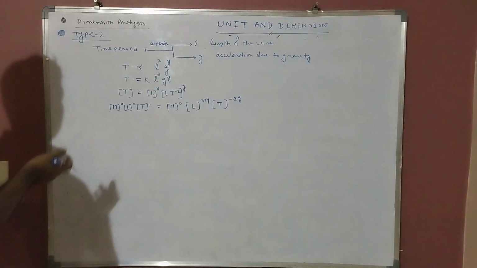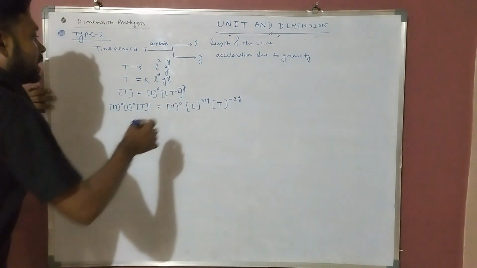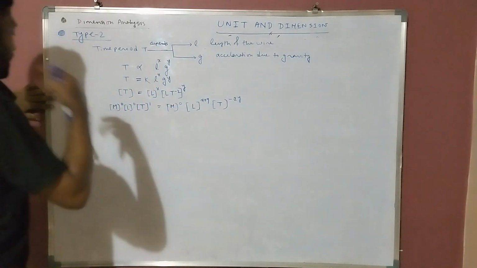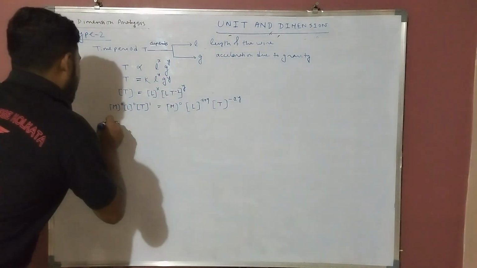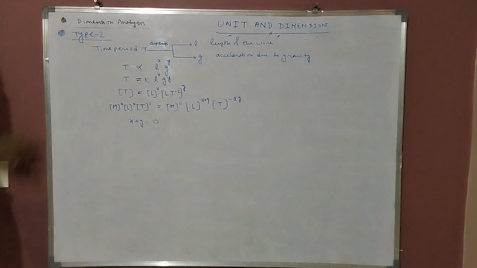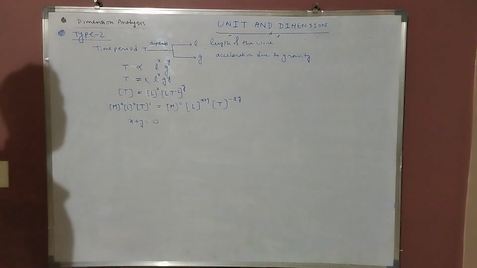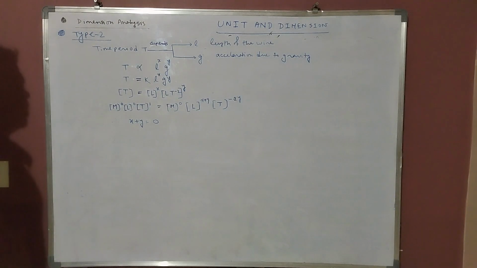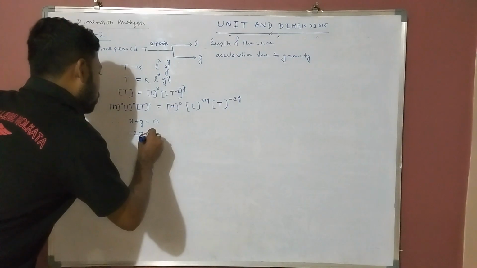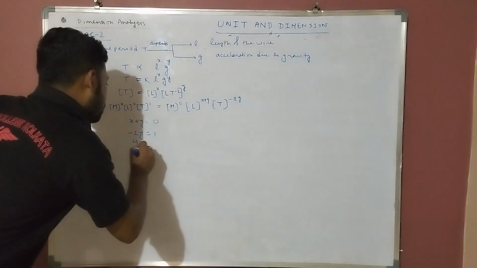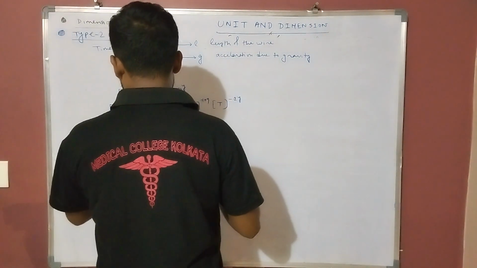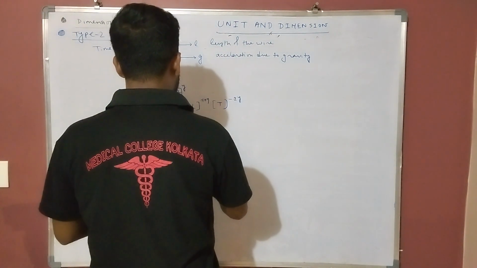So comparing left hand side and right hand side, we can see the power of L is equal to X plus Y here, and here the power of L is equal to 0. So we can write X plus Y is equal to 0. Understood or not? By comparing both sides the power of L, we can write X plus Y is equal to 0. In the same way, we can write minus 2Y is equal to 1. So Y is equal to minus half. So put this value here. If Y is equal to minus half, X is equal to half.